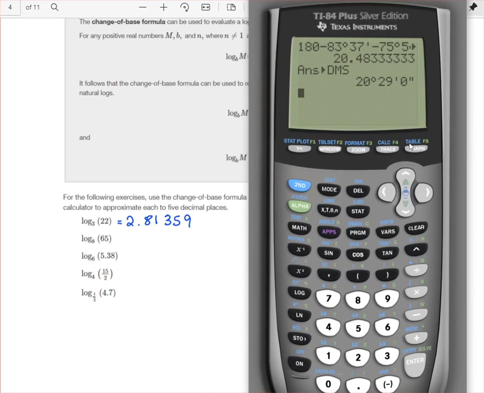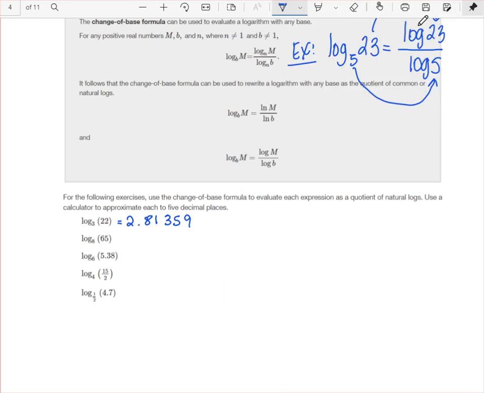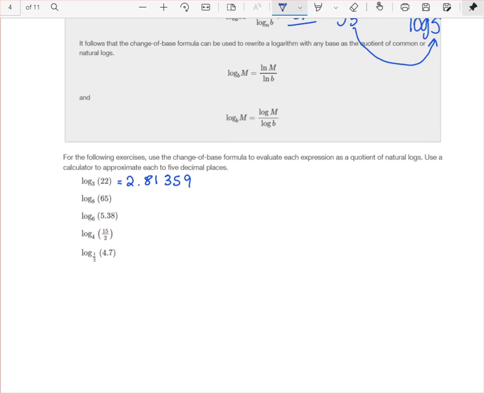Now, if you don't have the Casio, then what you're going to do is the change of base. So you will do log of 22 divided by the log of 3. And see, you get the same answer. So that's how you will work on this. All the answers are on the worked out solution, so I'm not going to write every single one. I'm just telling you that's how you would do them, either with the Casio, or if you're using the change of base, you would do log of 65 over log of 8. Whichever method you're using, you should get the same answer.